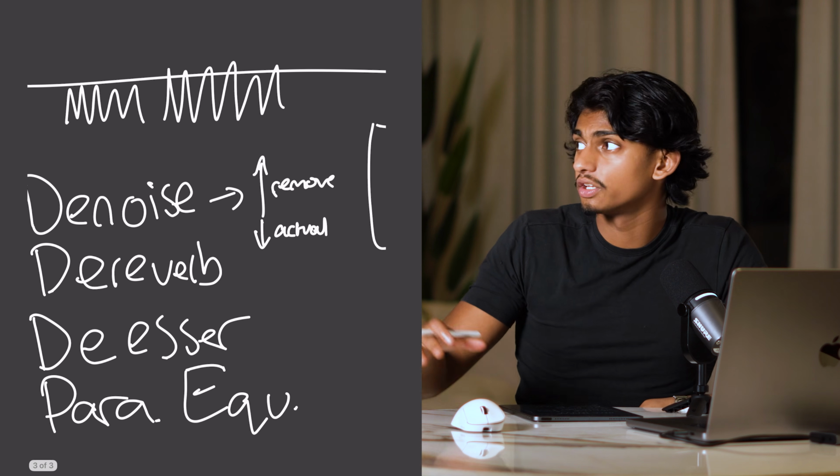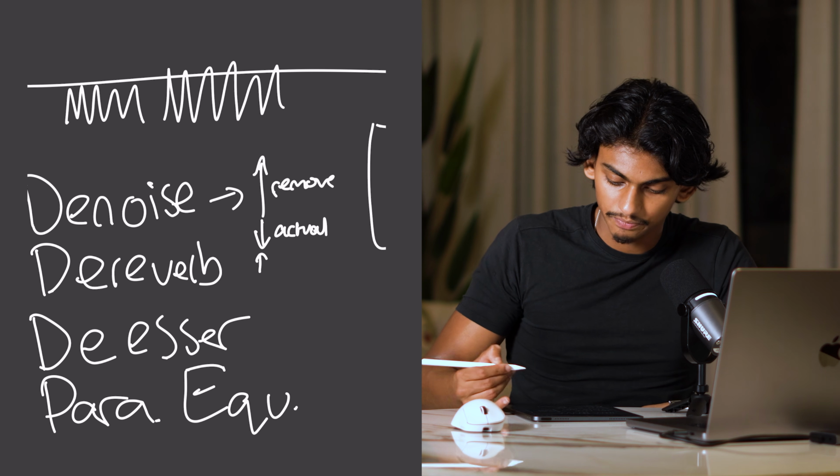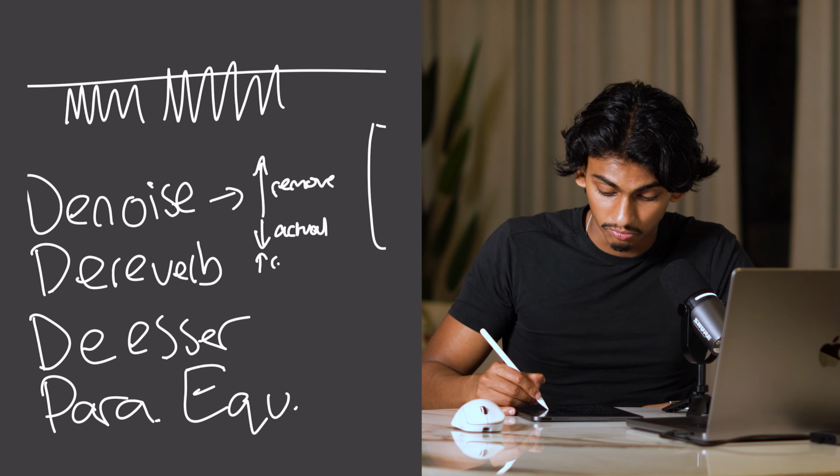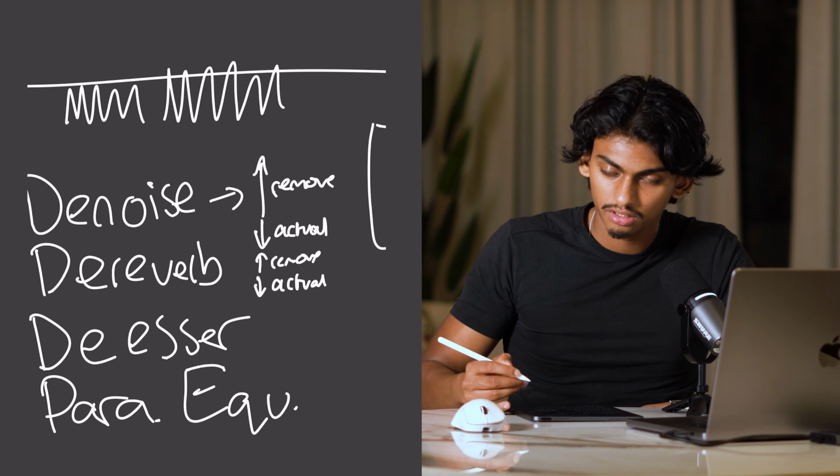De-reverb, especially if you have a loud echoey room, can help. Once again, you want it at a high enough percentage to remove the echo, but low enough that it doesn't hurt the actual recording as much.